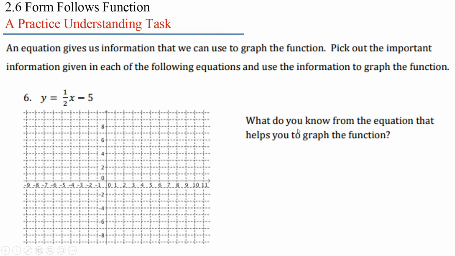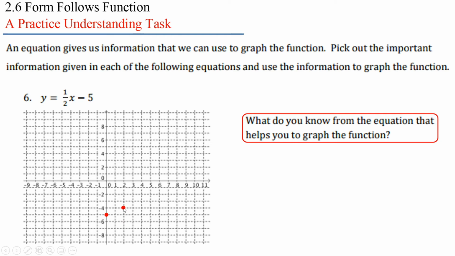So what do you know from the equation that helps you to graph the function? Well, I hope you guys see y equals mx plus b. This is slope-intercept, and our b is -5. That's our y-intercept. So let's start with the y-intercept. -1, -2, -3, -4, -5. And then our m is 1/2. That's our slope. So we're going to rise 1 and we're going to run 2. So from the y-intercept, I'm going to go up 1 and I'm going to go over 2.